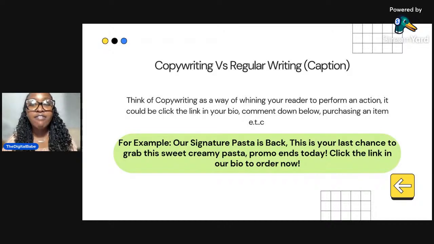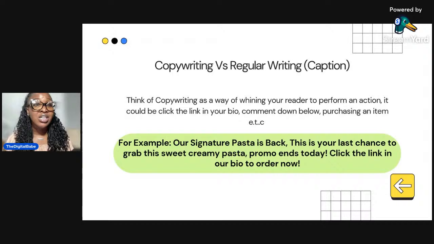So yeah, we have copywriting versus regular writing. I'm sure somebody will be like, okay, I don't get what the difference is. Maybe I've not convinced you enough. So you're like, oh my God, what's the difference between copywriting and regular writing now? So think of copywriting as a way of wooing your reader. So you're wooing them to perform a particular action.